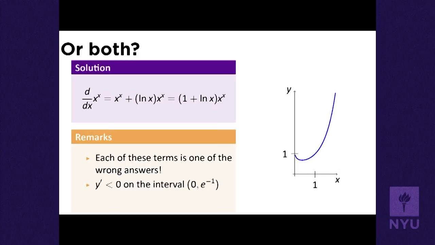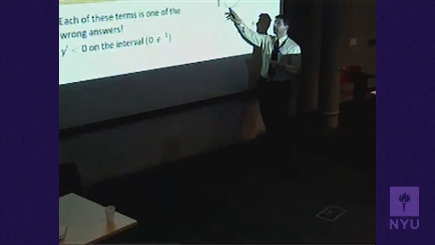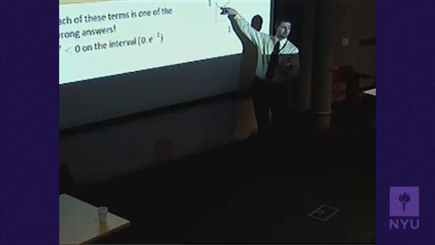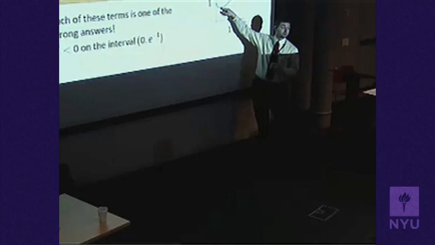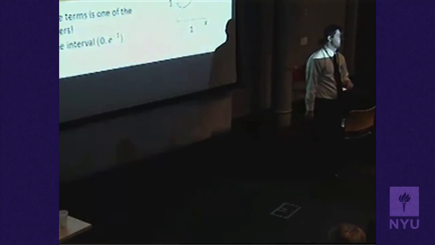On the interval 0 to 1 over e, this term is negative, and so the derivative is negative. And we see that because the function is decreasing up to a point. And when x is exactly e to the minus 1, this term will be exactly 0. And so we'll see a horizontal tangent. And that function does have a horizontal tangent right around here. 1 over e is kind of close to 1/3, right? Because e is pretty close to 3. And that's kind of where we see our horizontal tangent. So that does jibe with the graph.